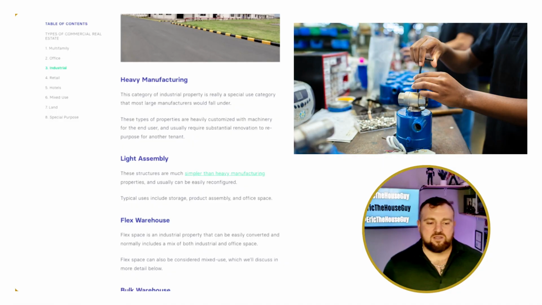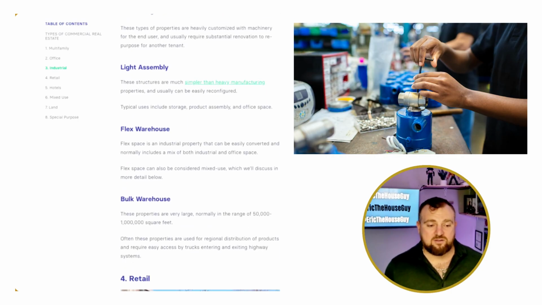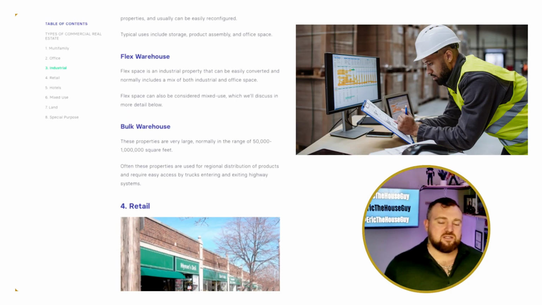Light assembly, these structures are much simpler than heavy manufacturing properties and usually can be easily configured. Typically uses include storage, product assembly, and office space. Then you have flex warehouse. Now your flex warehouse is industrial property that can be easily converted and normally includes a mix of both industrial and office space. Flex space can also be considered mixed use, which we'll discuss in more detail below.